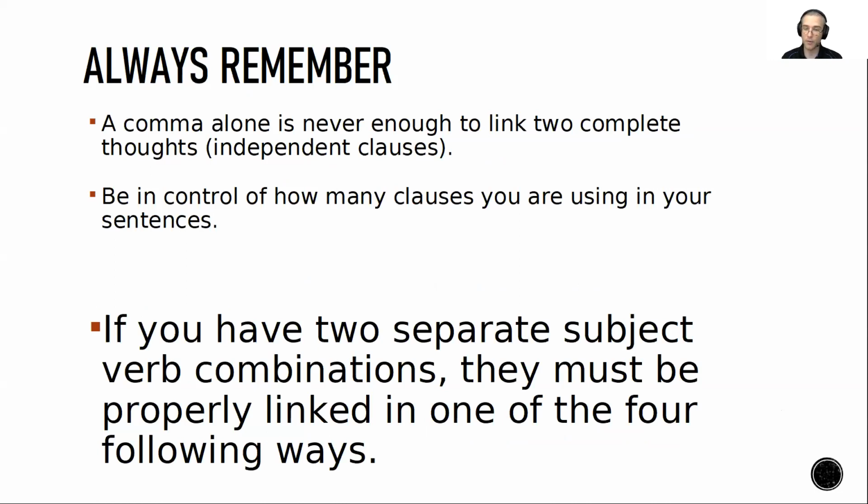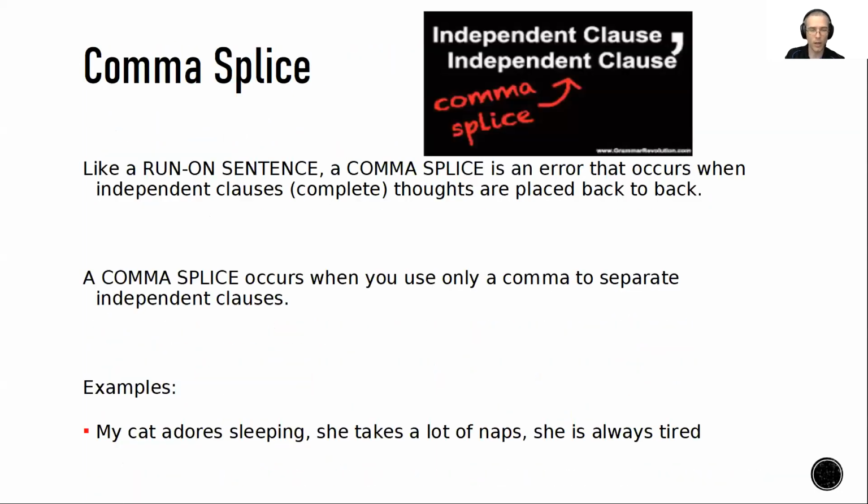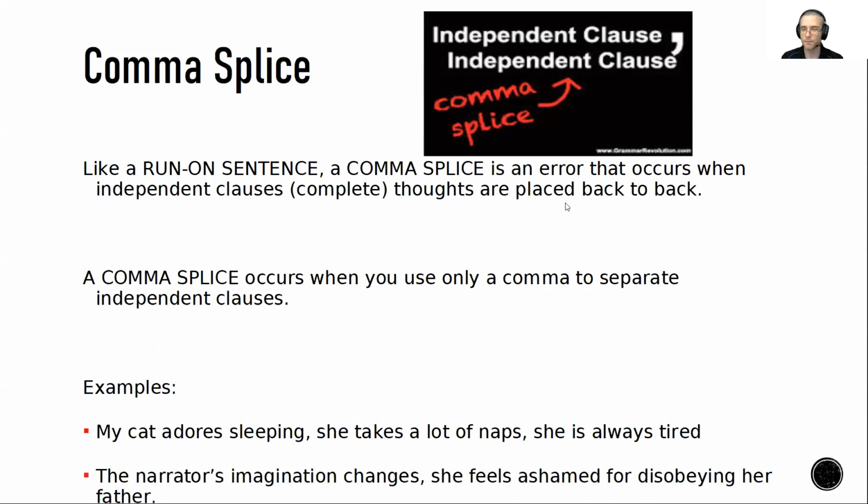If you have two separate subject-verb combinations, they must be properly linked in one of the four following ways. Four ways to fix a comma splice. So just as a bit of a review, my cat adores sleeping. So we have one subject-verb combination for an independent clause. Then we have another subject-verb combination with she takes, and then another one, she is. So whenever you see more than one subject-verb combination like that, which means more than one independent clause, you need to make sure that they're separated out properly, not just with commas, but with either periods and capital letters, or by way of coordinating and subordinating conjunctions.